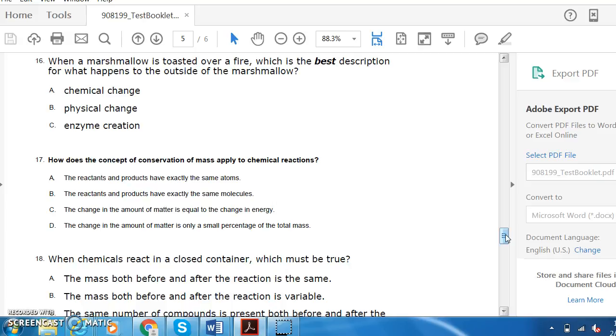Number 17. How does the concept of conservation of mass apply to chemical reactions? A. The reactions and products have exactly the same atoms. B. The reaction and products have exactly the same molecules. C. The change in the amount of matter is equal to the change in energy. Or D. The change in the amount of matter is only a percentage of the total mass.